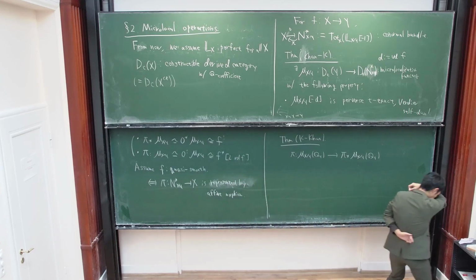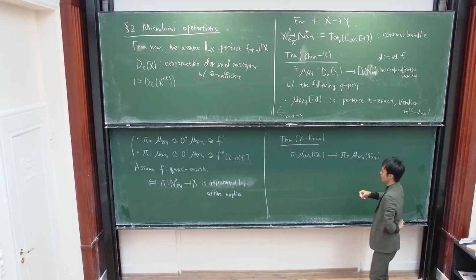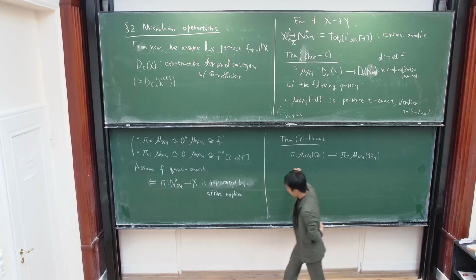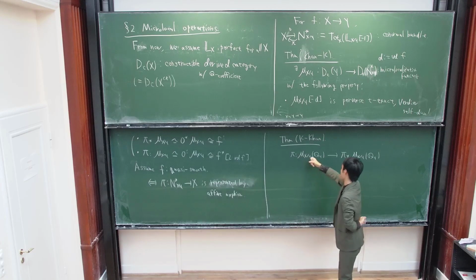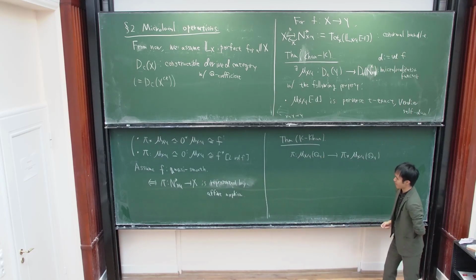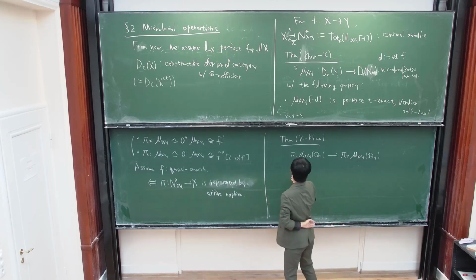Yeah. So by abstract nonsense, or actually by using the separate length of this morphism, we have a natural map from pi over shriek to pi push. So here we use quasi-smoothness.